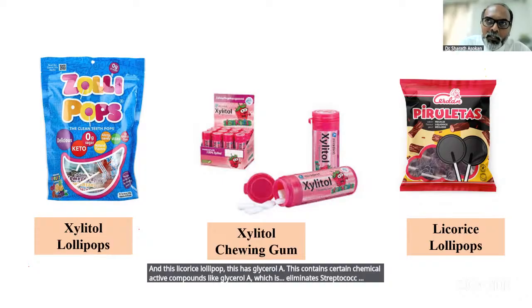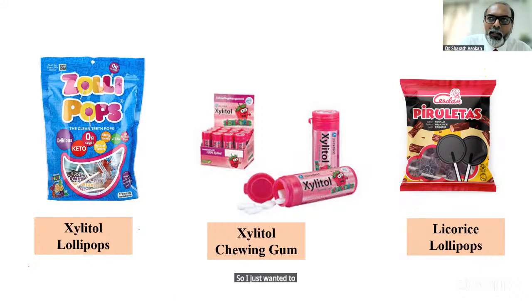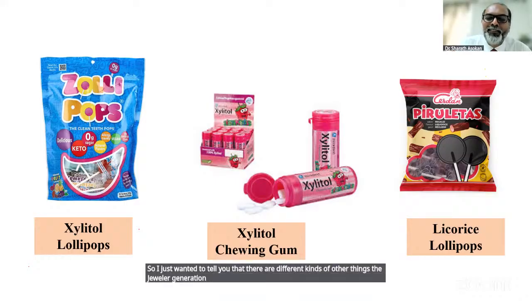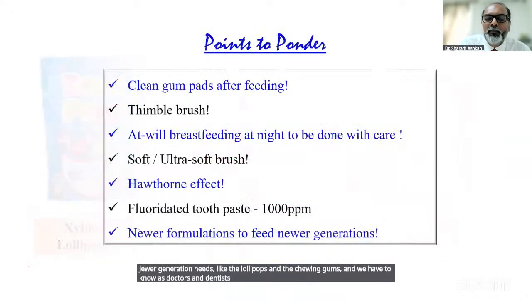Again, we have large studies on that. This is evidence-based. So these licorice lollipops have been introduced to prevent early childhood caries, or at least reduce the Streptococcus mutans count. So I just wanted to tell you that there are different kinds of other things the newer generation needs, like the lollipops and these chewing gums. And we have to know as doctors and dentists that we can prescribe this, but with care.